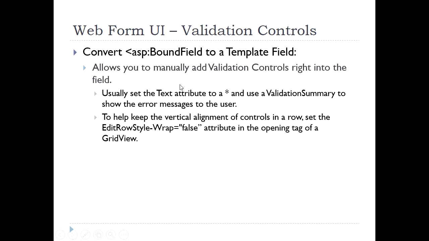So we usually set the text attribute to a star and use the summary to show the error message. Oh, here's that little tip to help keep the vertical alignment. Notice how by adding this into the templates, things were kind of messed up vertically. Things weren't lining up along the row. This usually fixes it. Usually, because we are talking the web, right? Browser dependencies and all that. But usually, if you just set this attribute in the opening grid view tag, edit row style wrap to false, then it won't let the star wrap down and show up underneath the text box and things like that.